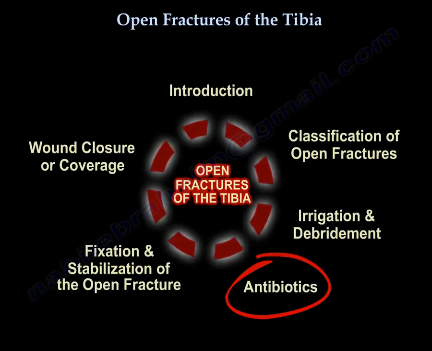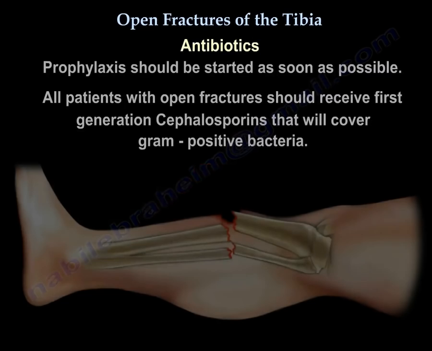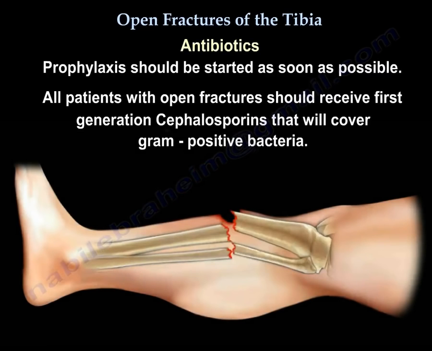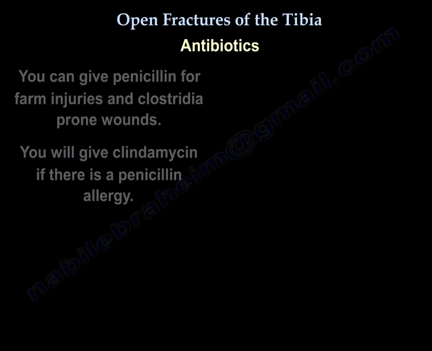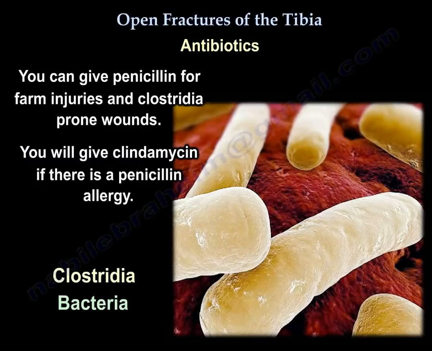Antibiotics. Prophylaxis should start as soon as possible. All patients with open fractures should receive a first-generation cephalosporin that will cover gram-positive bacteria. You can give penicillin for farm injuries and clostridia-prone wounds. You will give clindamycin if there is penicillin allergy.